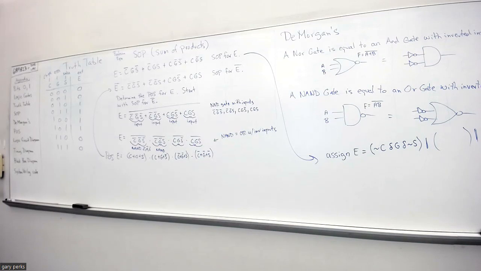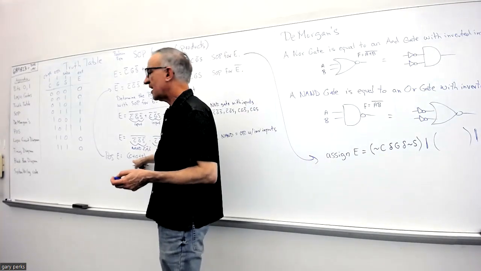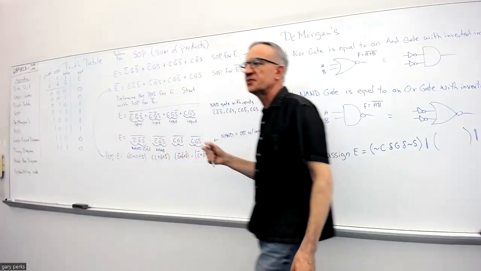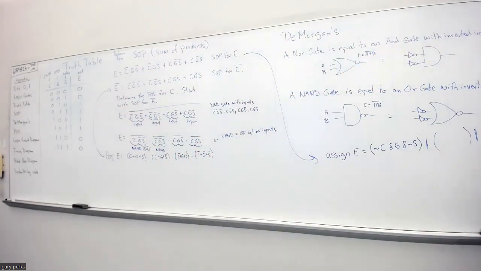in Verilog. And then if you need to do a POS, it's the same idea. It's just, your terms are going to have OR, so they'll have the vertical line, and then you're going to have that ampersand between the terms. But it's the same idea.